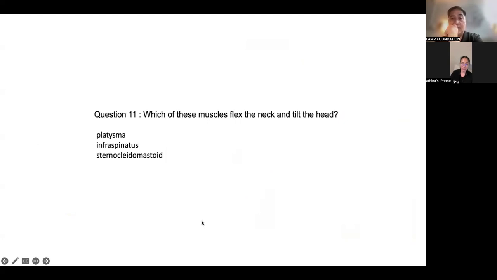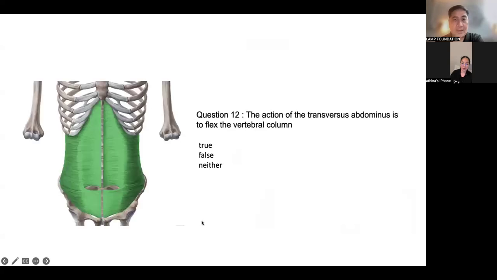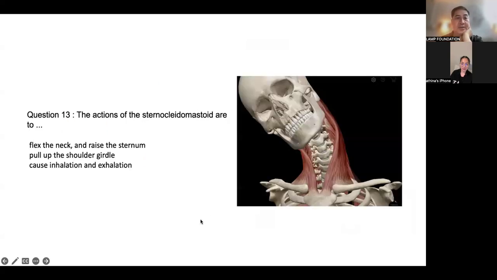Which of these muscles flex the neck and tilt the head? It's the sternocleidomastoid. The action of the transversus abdominis is to flex the vertebral column. True or false? False. With bilateral contraction, it compresses the abdominal viscera, aiding expiration. It causes ipsilateral trunk rotation. The actions of the sternocleidomastoid are to flex the neck and raise the sternum.